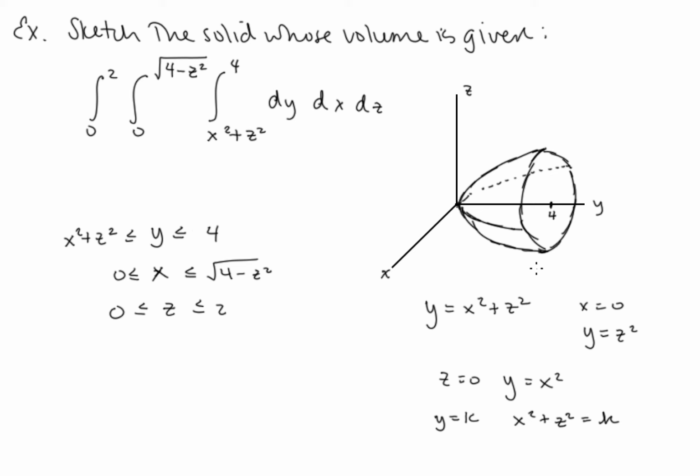Now let's just make sure that the bounds we have for x and z also go along with the solid that we've just drawn. X goes from 0 to radical 4 minus z squared. Well, we know once we take care of the inside variable, we're supposed to take a look at the shadow that we would get in the xz plane. In this case, we took care of y. Let's take a look at the shadow we get in the xz plane.